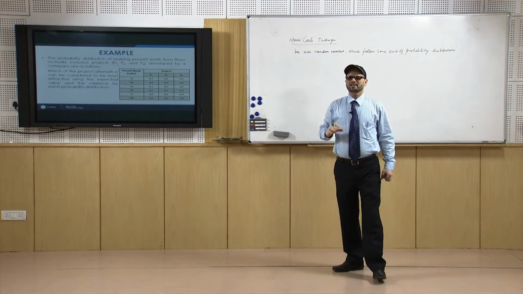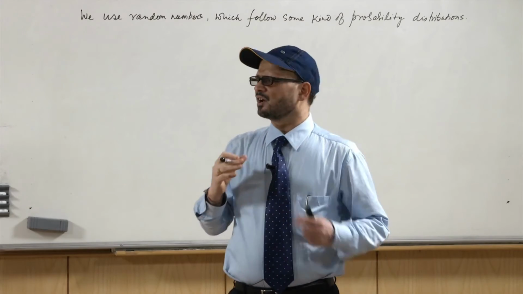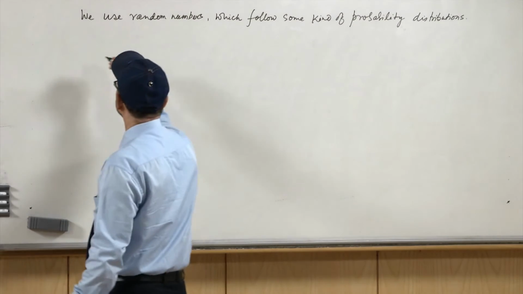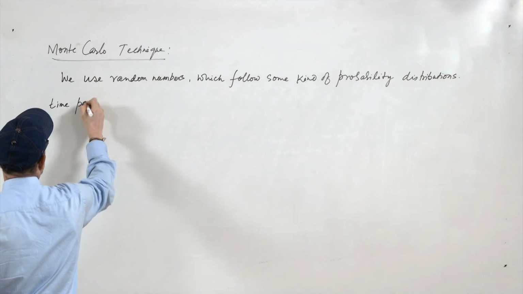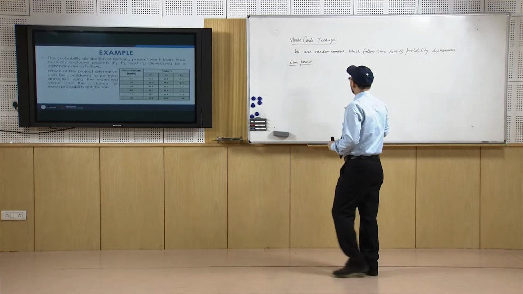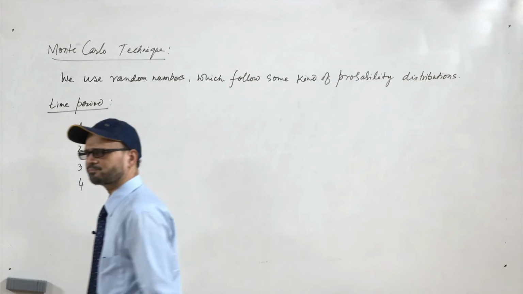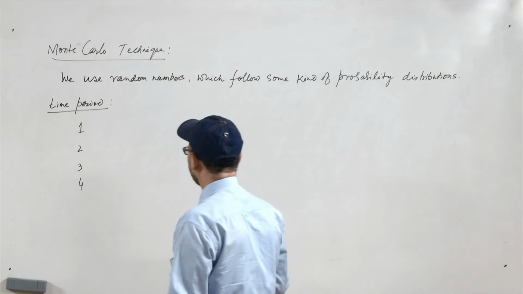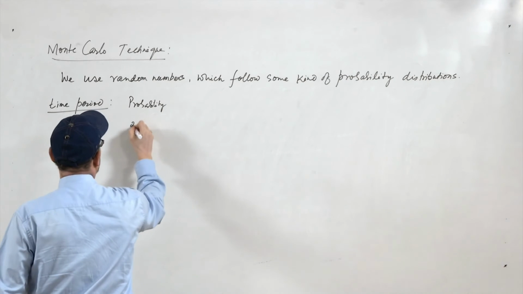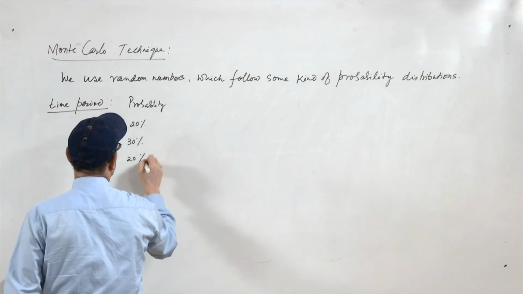So basically in the Monte Carlo analysis, you first have to generate the random numbers. Now let us say the time period is not certain. By and large, the time period may be 1, 2, 3 or 4 years, and the probabilities of having these time periods are, suppose, 20%, 30%, 20% and 30%.